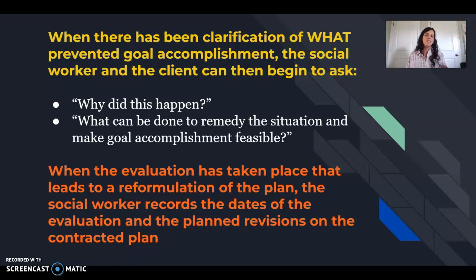So maybe it was just too unrealistic of a goal, and that's okay. That's why we use the SMART goals, because we want it to be realistic. And maybe our assumption at the time was that it was realistic, but maybe the client was not in the preparation or action stage of their treatment, and they've moved now to the pre-contemplation, so they just have to reevaluate. So maybe if you're thinking around the scope of substance use, maybe your client at the time was really, really ready to be sober, but as that became closer to being a reality, it became overwhelming, or maybe a stressor occurred, and you have to figure out how to make this more feasible. So when the evaluation has taken place that leads to a reformulation of the plan, the social worker records the dates of the evaluation and the plan revisions on the contracted plan. So you just want to go back to your treatment plan and give updates on how you've changed and modified.